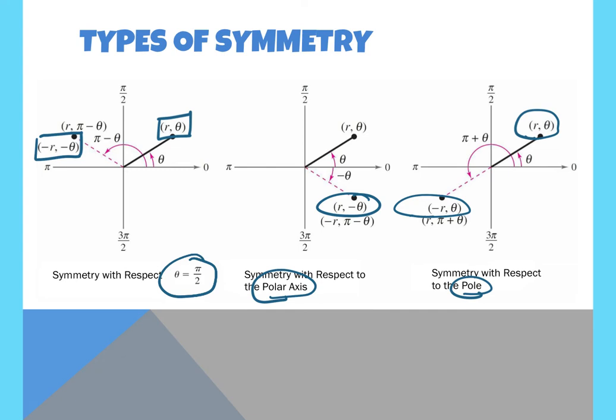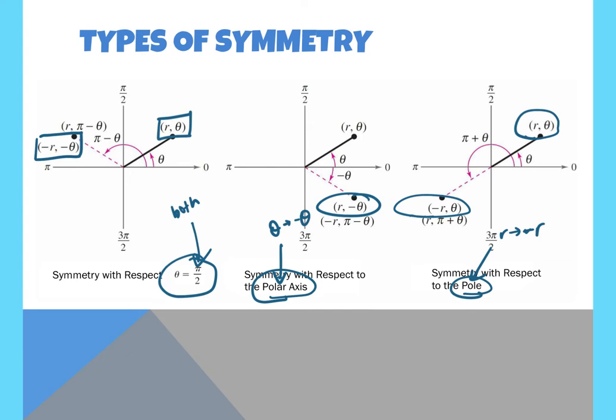There are shortcuts I'm going to teach you, okay? The first is both, so pi over 2 is both. Polar axis is theta becomes negative theta. And pole, r goes to negative r.